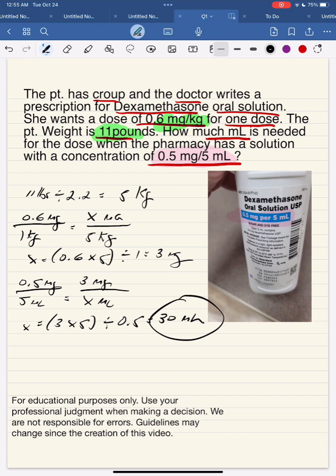I prefer to do ratio proportion. It's 3 quick steps once you get used to it. Some people like to do this as a dimensional analysis, and we'll do dimensional analysis next, but for some reason that's just my preference. But whatever your preference is, that's fine. You'll see which way is easier for you and which way you prefer. All right, so let's do dimensional analysis next.